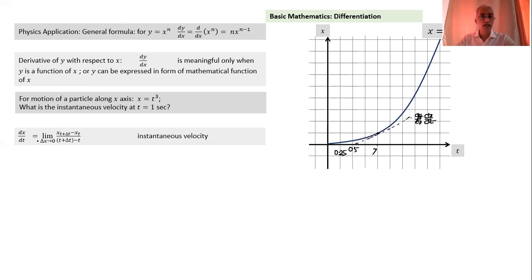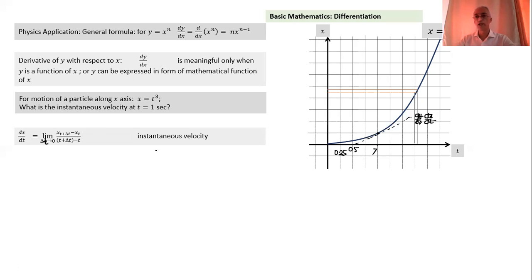dx by dt will be equal to the limit of delta t tending to 0 of x value at t plus delta t minus x at t, divided by delta t. Again, exactly the same thing we have done here. This gives you instantaneous velocity. This is the displacement during the time interval of delta t. If the time interval approaches 0, it becomes instantaneous velocity. So that's the expression.